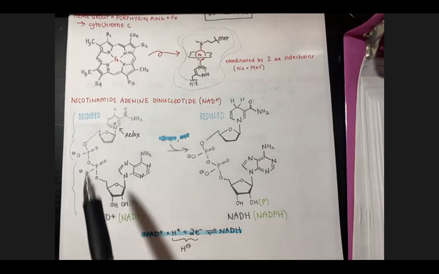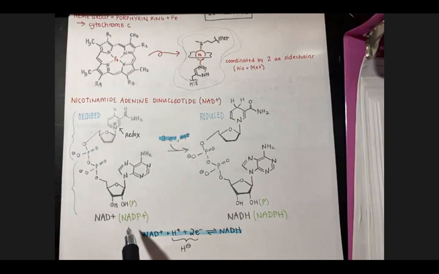And you can see on this if you add a phosphate onto this oxygen right here, it's NADP plus, and similarly NADPH. And the phosphate isn't involved in the redox, but it's important for the cell because you need these two types of redox active molecules. So you have two different pools, and they're used for different functions.